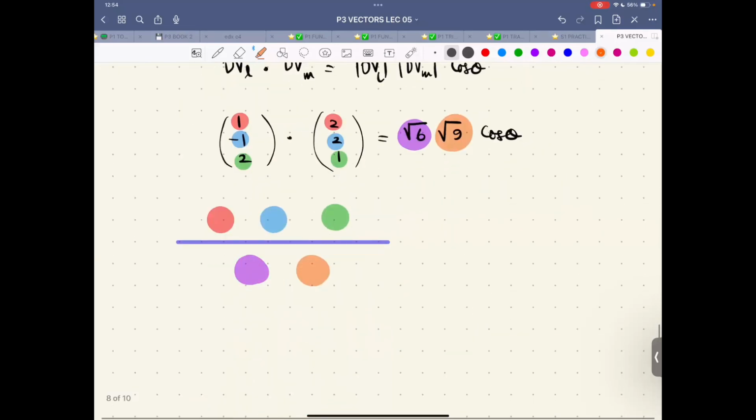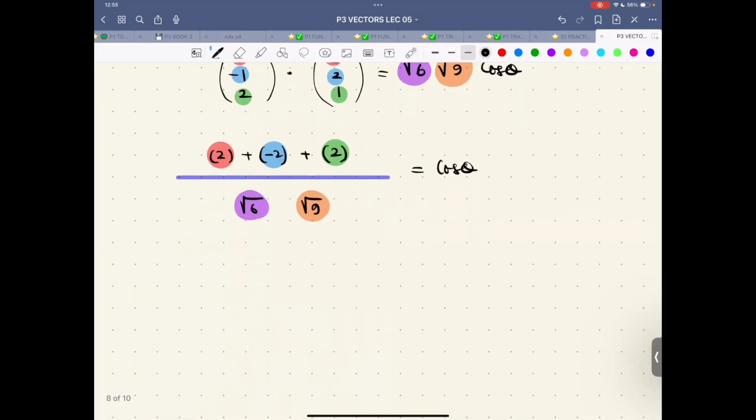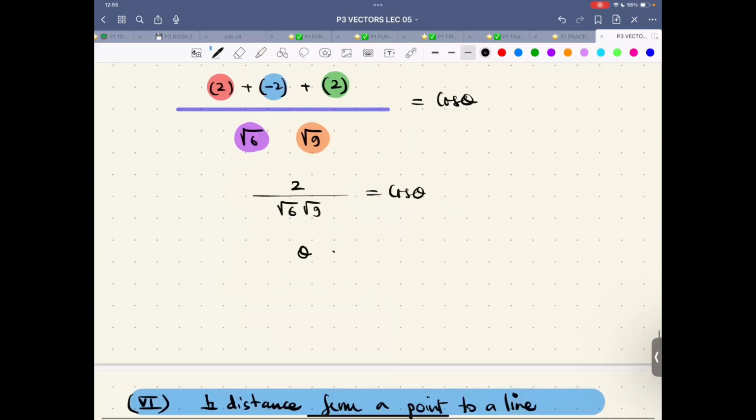All good, all clear? So now this is 1 into 2 is 2, plus minus 1 into 2 is negative 2, plus 2 into 1 is 2, divided by root 6, root 9 equals cosine of theta. So 2 cancels out. And this is 2 over root 6 root 9 is cosine theta. Therefore, theta is cosine inverse of 2 over root 6 root 9. And you will find the value of theta.